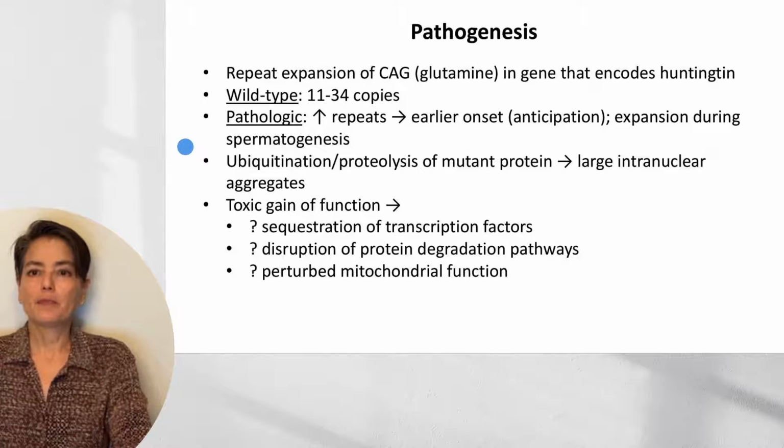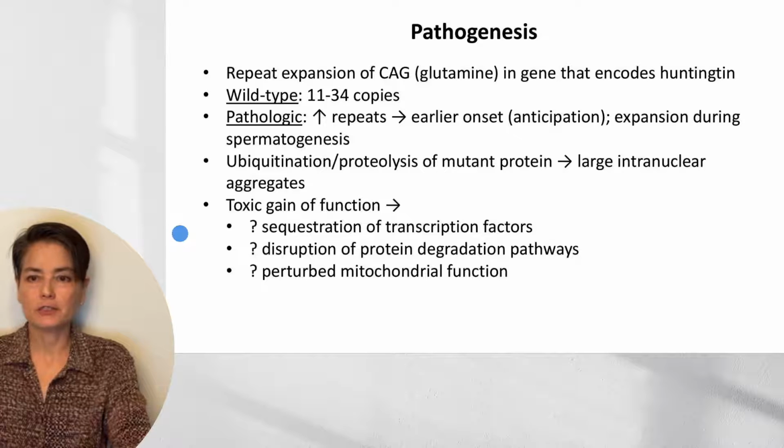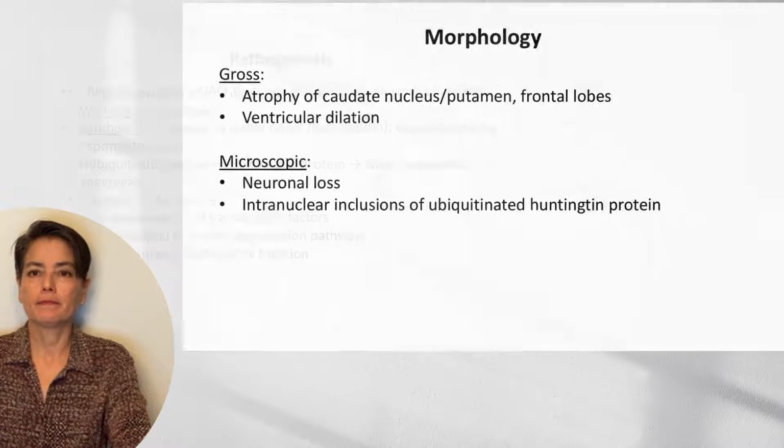Now, with this expanded protein, we're going to get ubiquitination and proteolysis of this mutant protein, but it can't be complete, and we're going to end up with these large intranuclear aggregates. We don't know the mechanism by which this causes harm. It is thought this is due to a toxic gain of function, perhaps related to sequestration of transcription factors, disruption of protein degradation pathways, or perhaps perturbation of mitochondrial function.